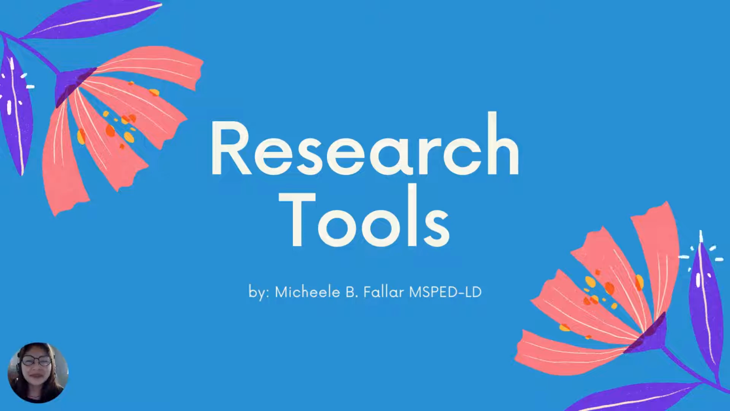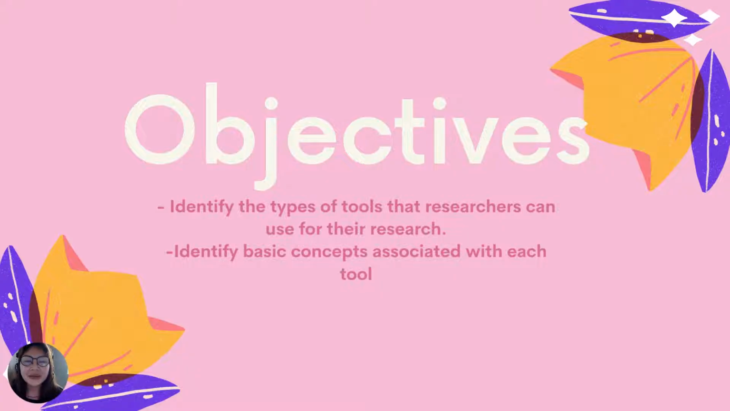I think let's start. Okay. So first we have the objectives. The objectives for this topic are to identify the types of tools that researchers can use for their research and identify basic concepts associated with each tool.